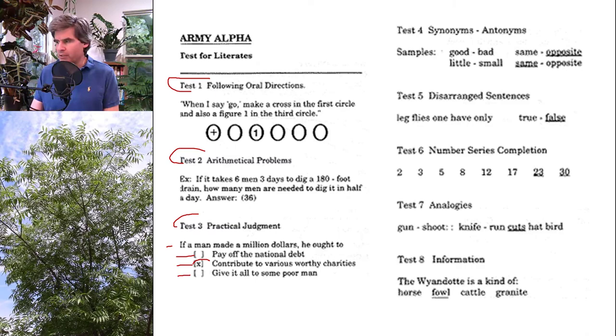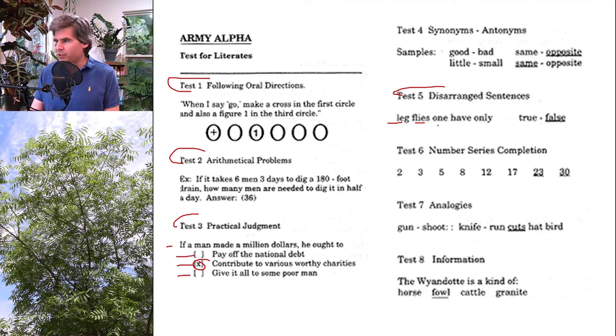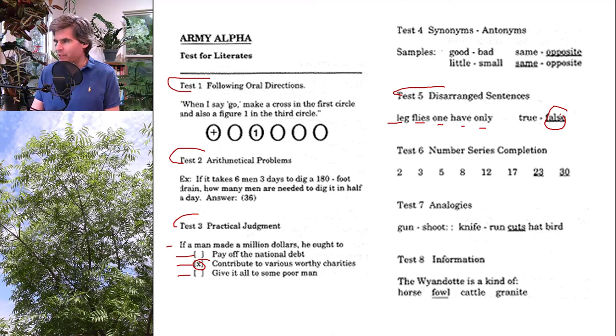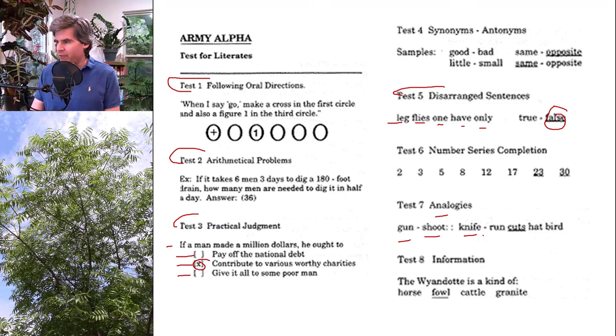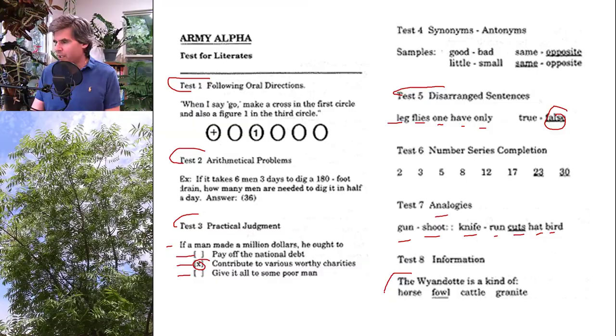We got disarranged sentences. So we've got leg, flies, one, have, only. You're supposed to figure out how those words go together to make a sentence, which would be a false sentence. We've got analogies. Gun is to shoot, as knife is to run, cuts, hat or bird, or information. The Wyandotte is a kind of horse, fowl, cattle, or granite. So that's examples of the Army Alpha.